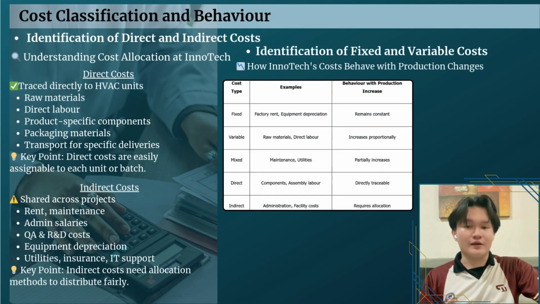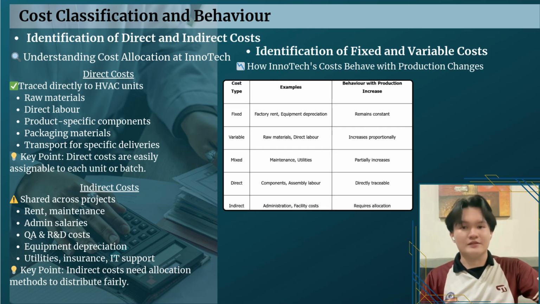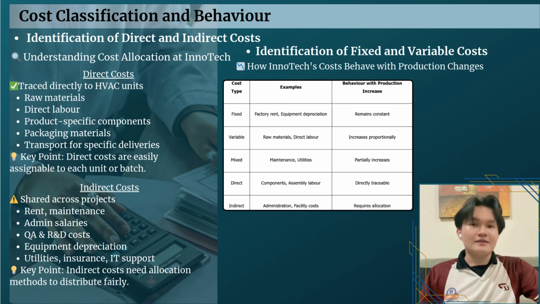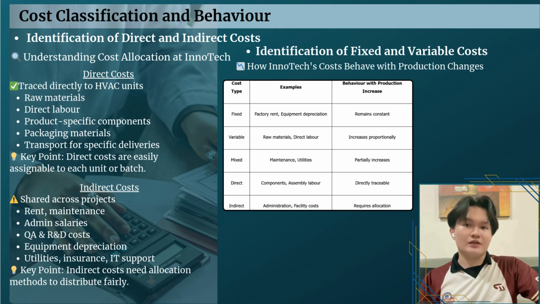Good day everyone, I'm Ferry Parang, and in this section we look at how InnoTech classifies its costs into direct and indirect categories, something that is essential for accurate pricing and project profitability. Starting with direct costs, these are expenses that can be traced directly to a specific product or job. For InnoTech, that includes raw materials, compressors, copper tubing, direct labor such as assembly technicians and engineers, packaging for specific models, and transportation costs tied to customer deliveries. These are all traceable and specific to a job.